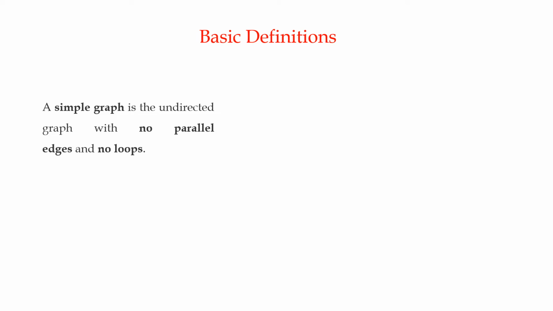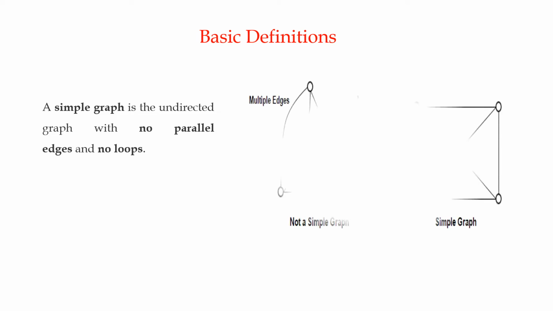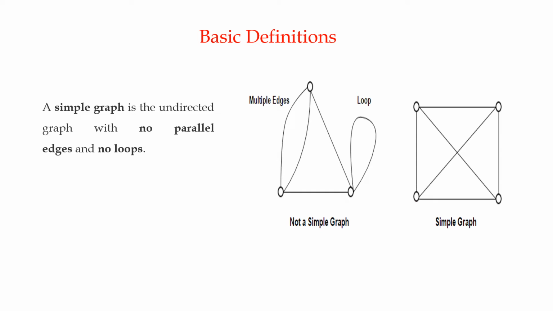Next one is a simple graph. A simple graph is an undirected graph with no parallel edges and no loops. A loop means an edge with identical ends. This one is the diagrammatic representation of a simple graph and a non-simple graph.